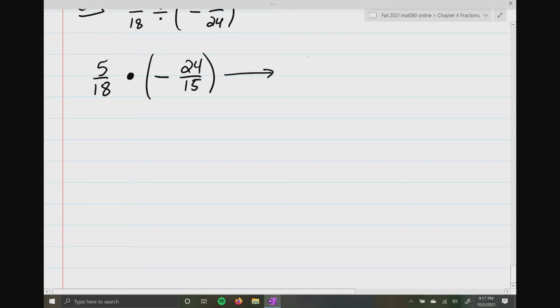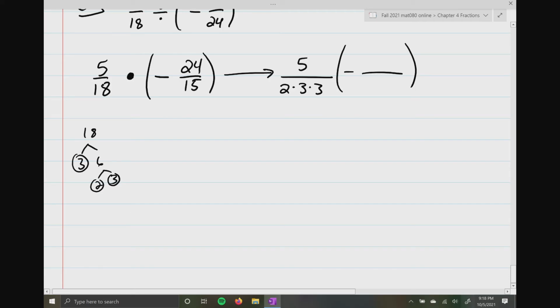So 5 is prime. 18, I can break that down real quick. That's going to be 3 and 6. And then 2 and 3. So 2 times 3 times 3. Now for the second fraction, I put a negative in front because it's still there. 24, we need to break that down. So that's going to be 8 and 3. 3 is prime. And then we've seen 8 so many times. 8 is just going to be 2 times 2 times 2.